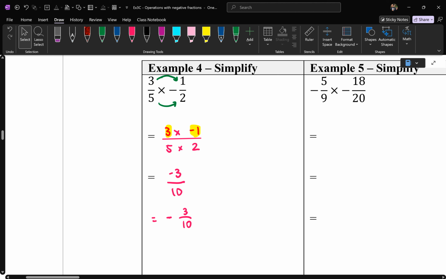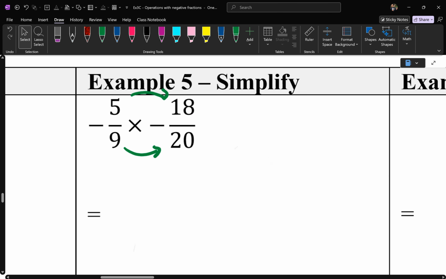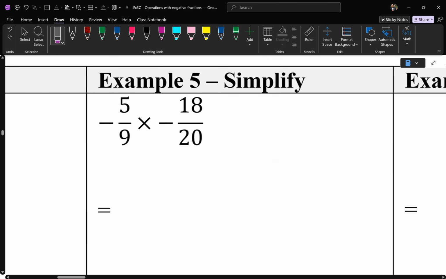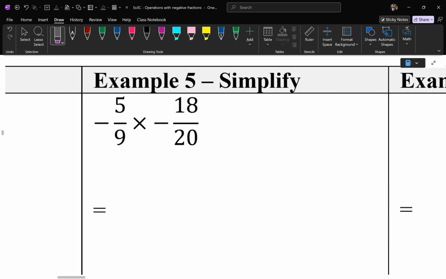In the second example, though, yes, you can do top with top, bottom with bottom, but the problem is that numbers can get really large, and that means simplifying your fractions later is much harder. So I encourage you to find factors that you can simplify early. Now let's try this one. Instead of doing 5 times 18 and 9 times the 20 on the bottom, we're going to try to simplify it early. What 2 numbers that you can see have common factors already? Give me 2 numbers that you can see. Let's go with Belinda.